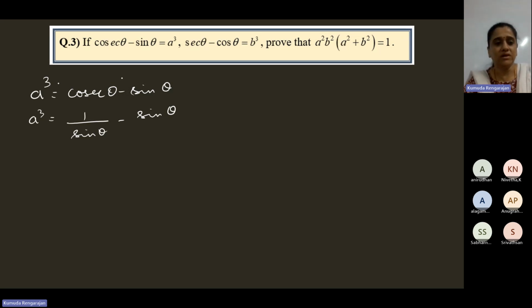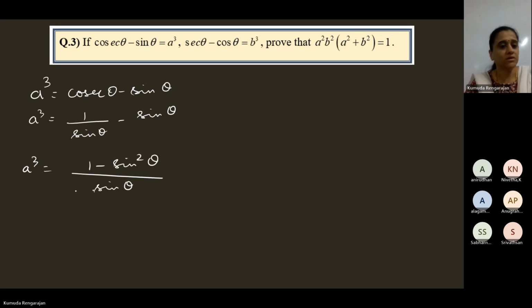But otherwise, in this case, cosecant theta minus sine theta, they're not connected through any identity, cosecant and sine. Right? So you write cosecant theta as 1 by sine theta minus sine theta. So A cubed is equal to sine theta common denominator, correct? 1 minus sine square theta, correct? So A cubed is equal to 1 minus sine square theta is cos square theta by sine theta.